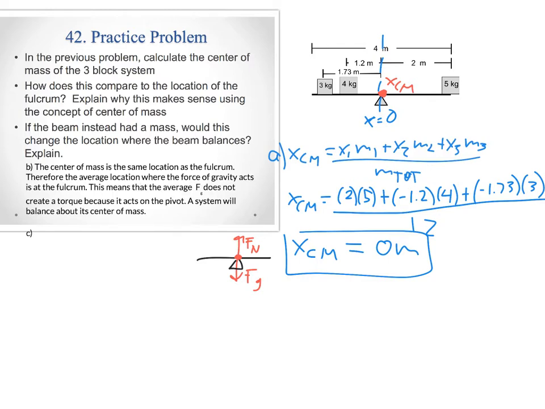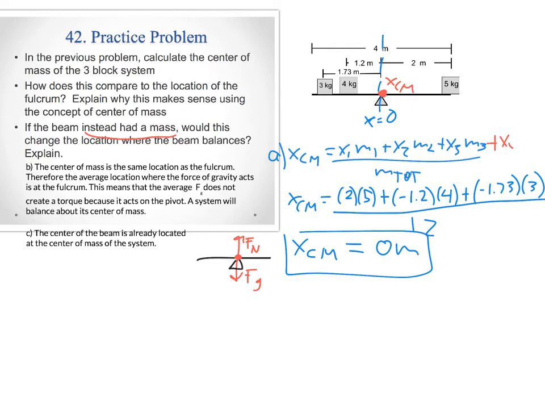This last question asks, if the beam instead had a mass, how would that affect the center of mass and the location where the beam balances? In some cases, the beam having a mass will have an impact. However, in this particular case, the center of the beam is located at the center of mass of the system. So adding in mass for the beam would not do anything. All we would have in this equation here is that when we add in that term for the beam, its x position would simply be 0.